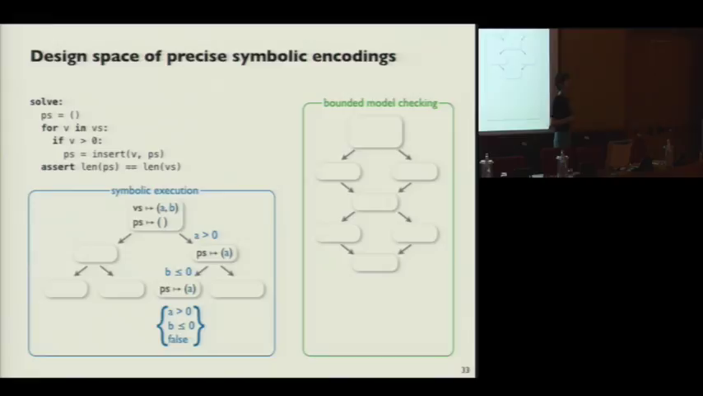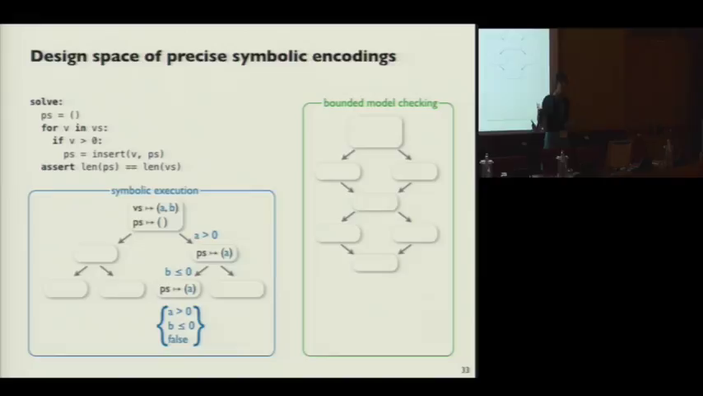Let's suppose that we first consider the path in which A is greater than 0. So we record this decision, it's called a path condition, and then we execute the then statement, and that will basically cause PS to be bound to the list that contains A. All right? So then we go back around the loop, and now V is bound to B, and we have to make the same decision.